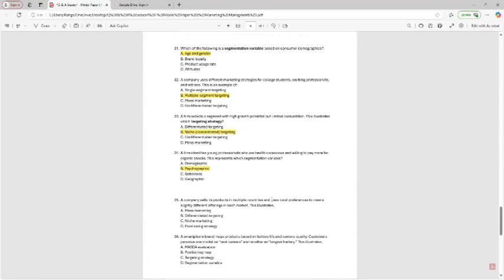So let's move to the third question, number 35. A company sells its products in multiple countries and uses local preferences to create slightly different offerings in each market.